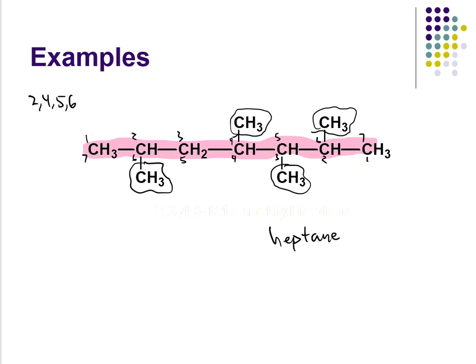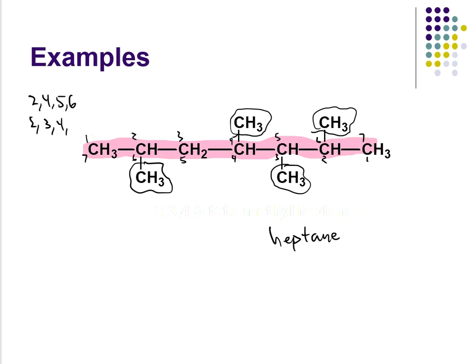If I go from right to left, well, what numbers fall there? On number 2, I get a methyl group, so that's the same. And then at number 3, I get a group, so that's lower than 4. And then at 4, I get a group, that's lower than 5.